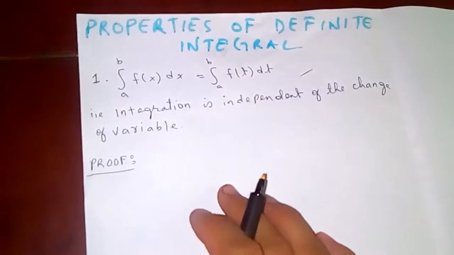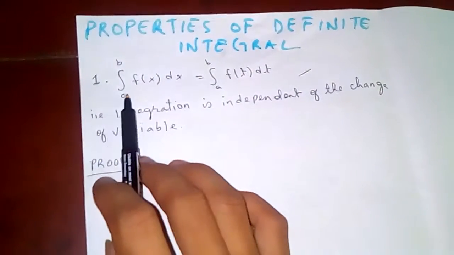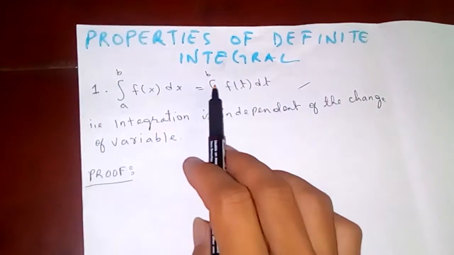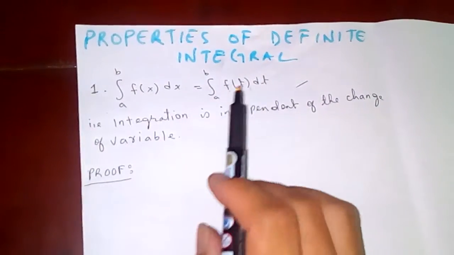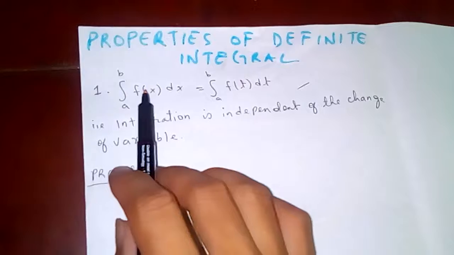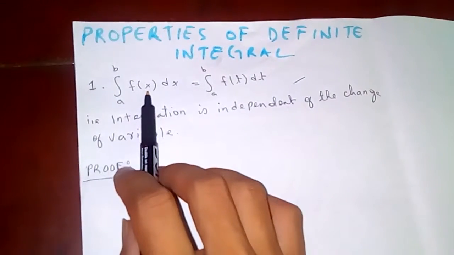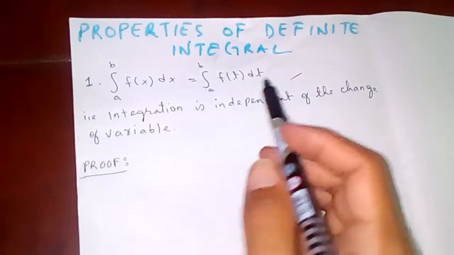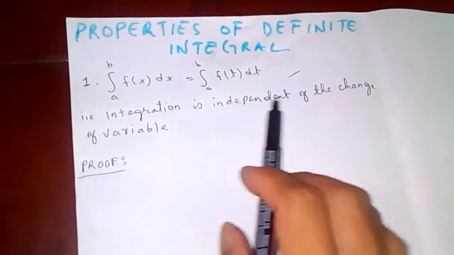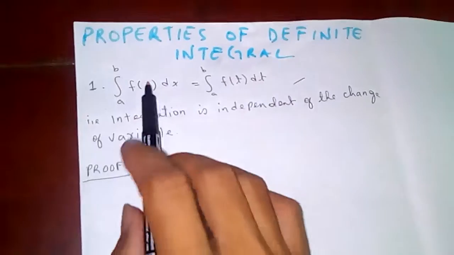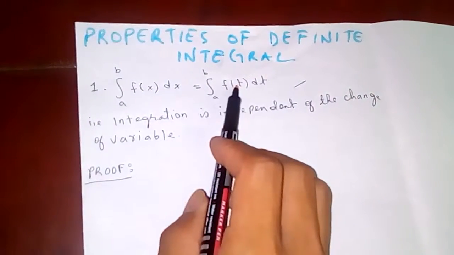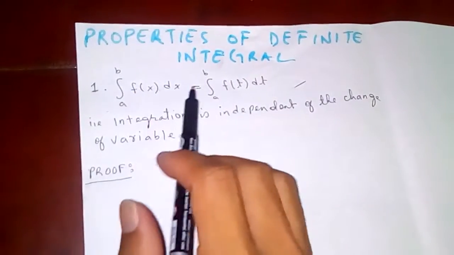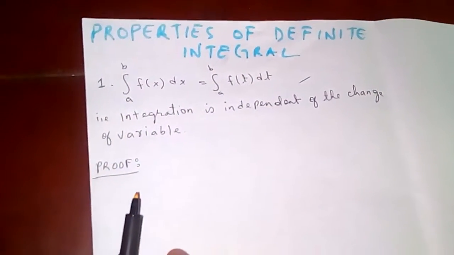So property 1 says that the integral from a to b of f of x dx is nothing but the integral from a to b of f of t dt, because our definite integral does not depend upon the variable. This x is the variable and t is the variable. The integration is independent of change of variable. If you change x to t, the answer will still be the same. That means it is independent of the variable. So we are going to prove this here.